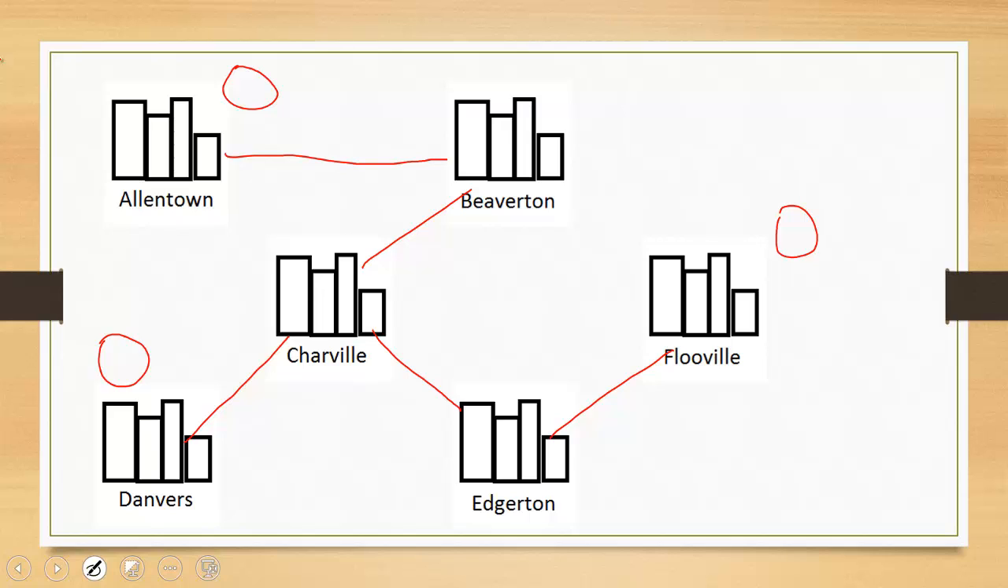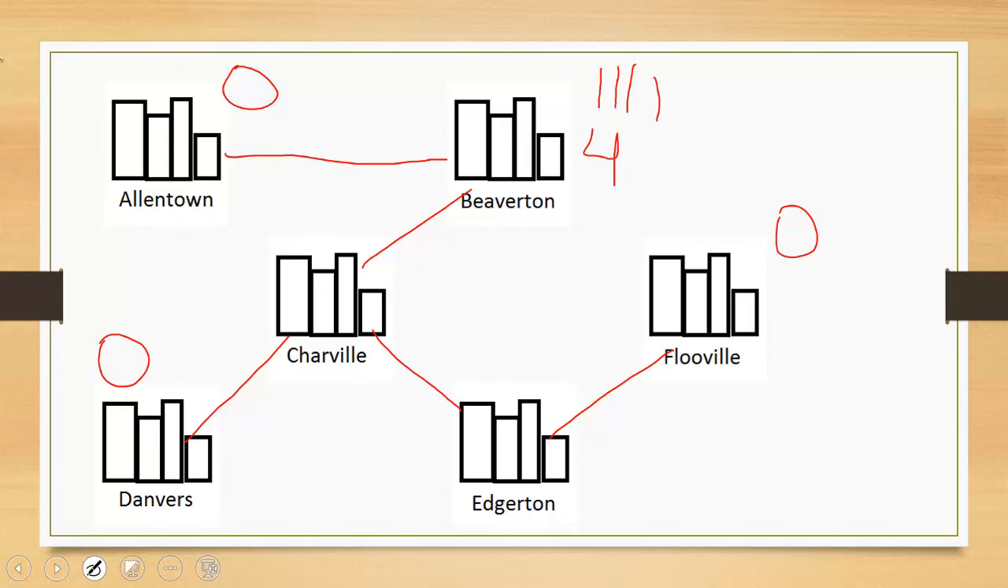Then we might say to ourselves, okay, well, how many possible paths are there, trade routes between communities along which Beaverton sits in the middle? Well, there's one from Allenton to Beaverton to Charville, that's 1. Then there's Allenton to Beaverton to Charville to Danvers. Okay, Beaverton's in the middle of that, that's 2. In the middle means not on the end, right? Then there's Allenton to Beaverton to Charville to Edgerton, that's 3. And Allenton to Beaverton to Charville to Edgerton to Fluville. That's 4. So 1, 2, 3, 4. A betweenness of 4.